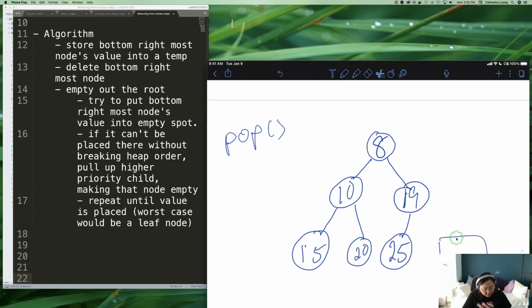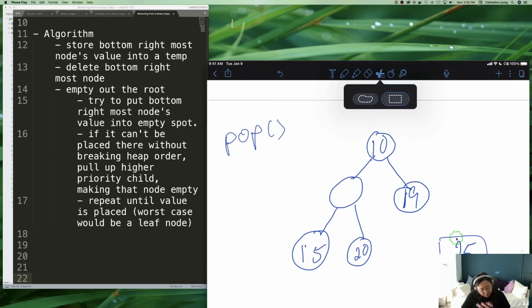using a temporary, take the bottom rightmost value, this time is 25 again, we put it into here. Erase that node. Empty out the root, but don't get rid of the node. Can we put 25 in there? The answer is no. So we're going to move the 10 up into the root here. Can I put 15 into that empty spot? Or sorry, 25 into that empty spot? The answer is still no. 25 is actually lower priority than both 15 and 20.